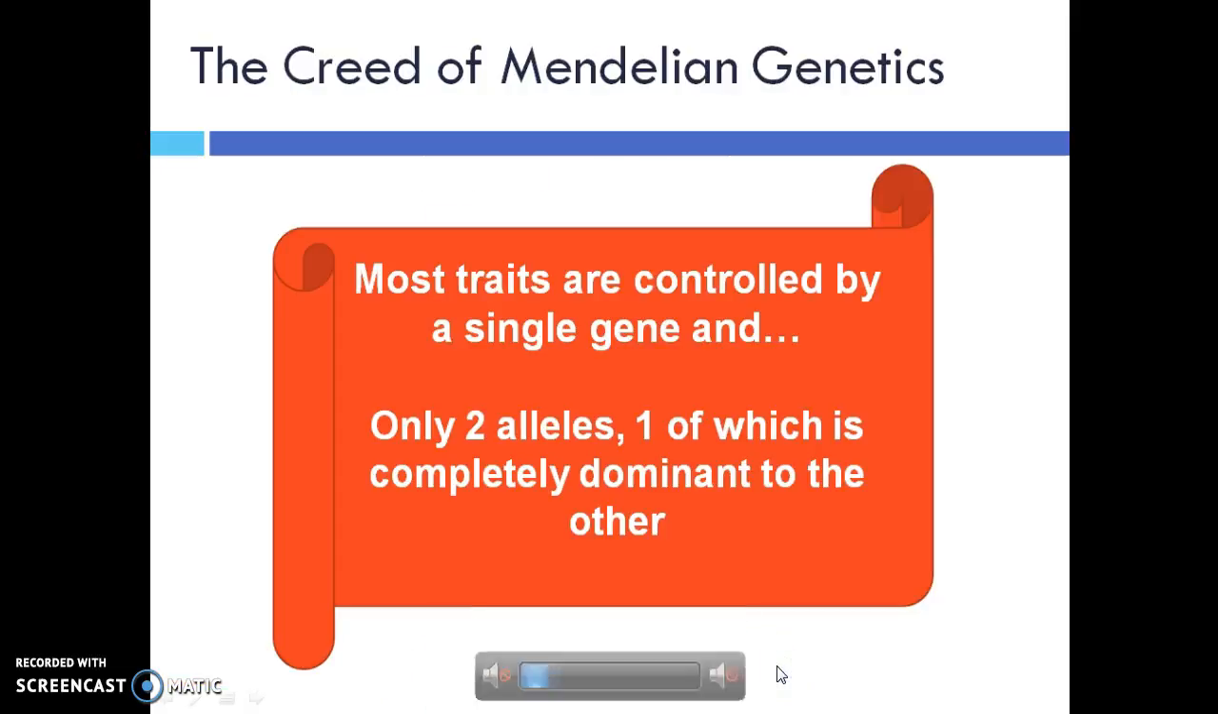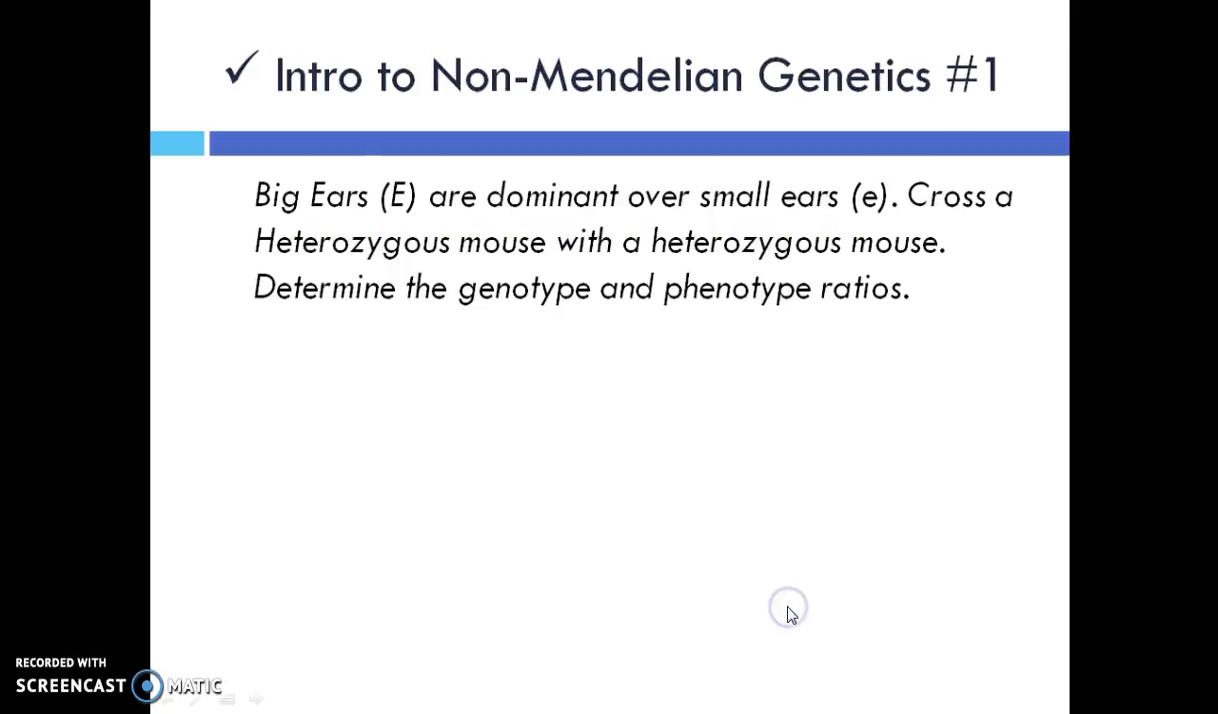So from these observations, he was able to discover that most traits are controlled by a single gene, and there's only two alleles, two different versions of that gene. For flower color, for example, there's purple or white. And one of these alleles is completely dominant over the other. So the purple was completely dominant over the white, which is why we lost that white flower color in that first generation. So let's check our Intro to Non-Mendelian Genetics number 1.